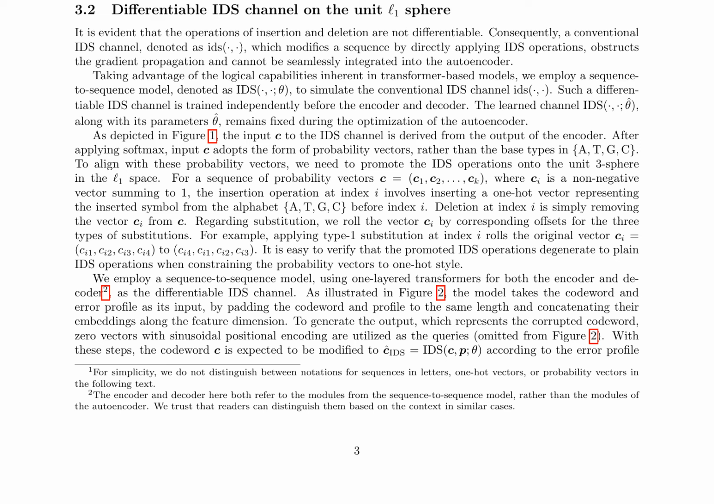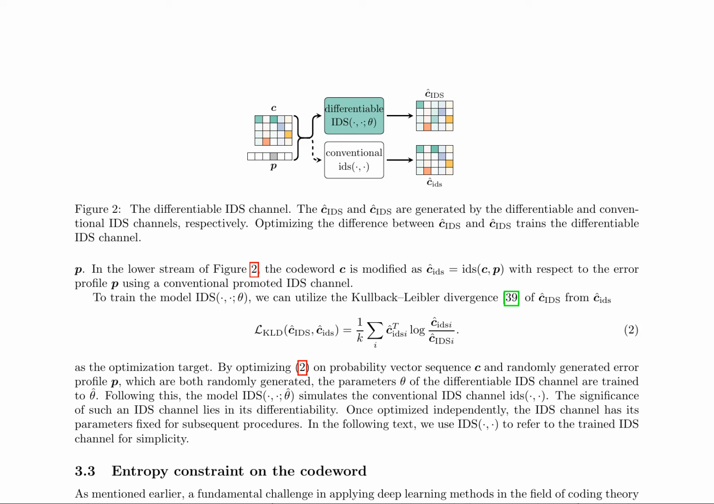To address challenges, 3 techniques are proposed: a differentiable IDS channel, an entropy constraint on the codeword, and auxiliary reconstruction of the source sequence. The differentiable IDS channel is implemented using a sequence-to-sequence model, trained independently before the encoder and decoder. The IDS operations are promoted onto the unit L1 sphere in the L1 space to align with probability vectors. The differentiable IDS channel plays a pivotal role in optimizing the model IDS, theta. It generates SIDS and SIDS, which are then utilized to train the model using the Kullback-Leibler divergence. The significance of this channel lies in its ability to be optimized independently, making it a crucial component of the overall system.